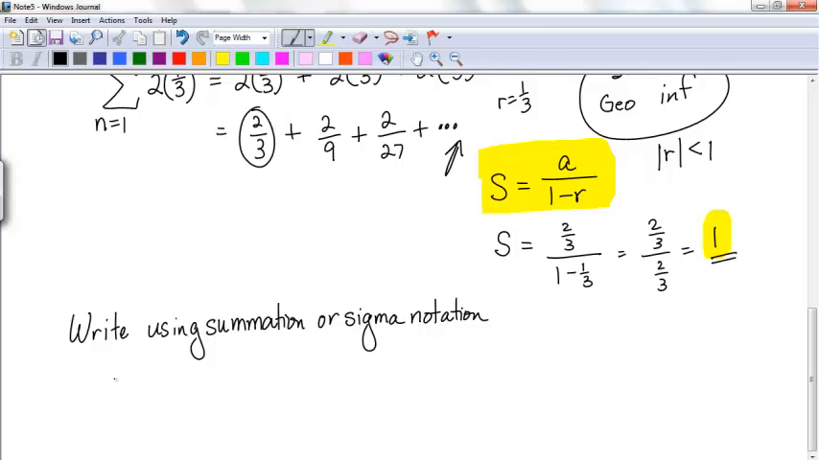Remember, series are separated by plus or minus signs. Say I give you the series 1 plus 3 plus 5 plus 7 plus 9 plus 11 plus 13. And I want a formula and a sigma notation that works to give me that series.